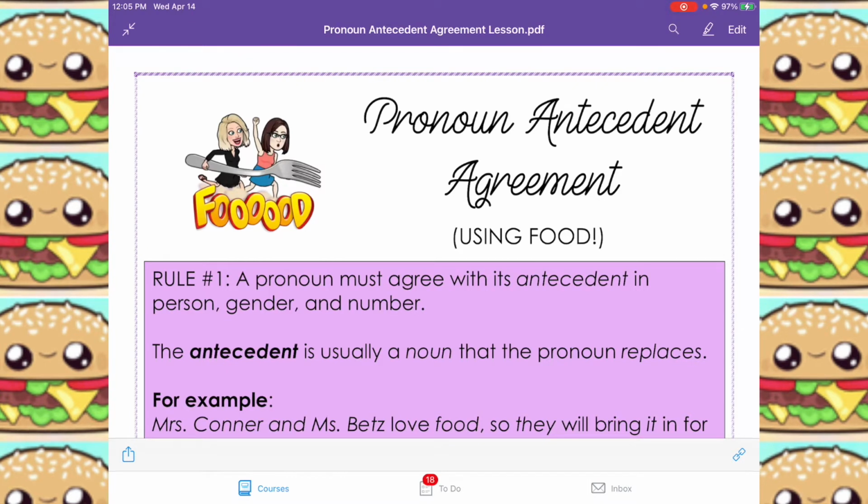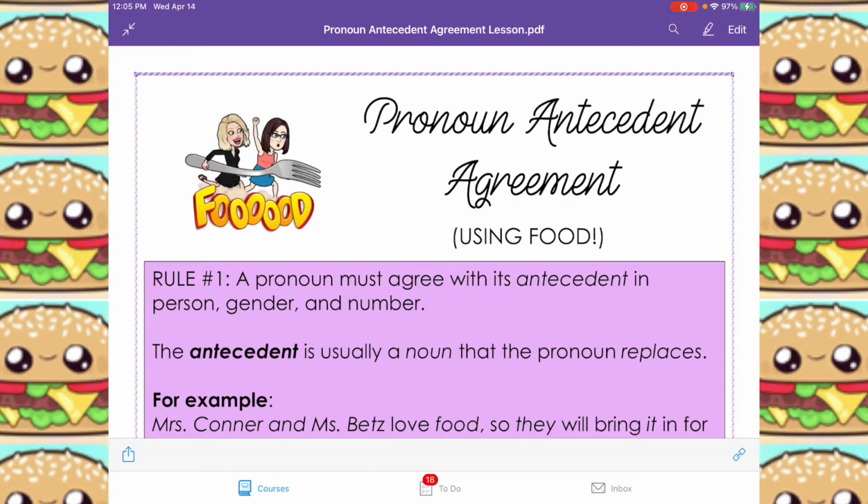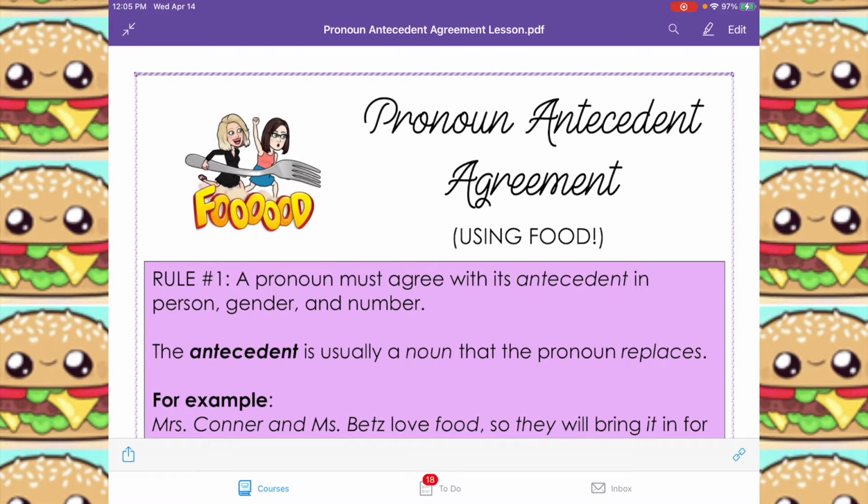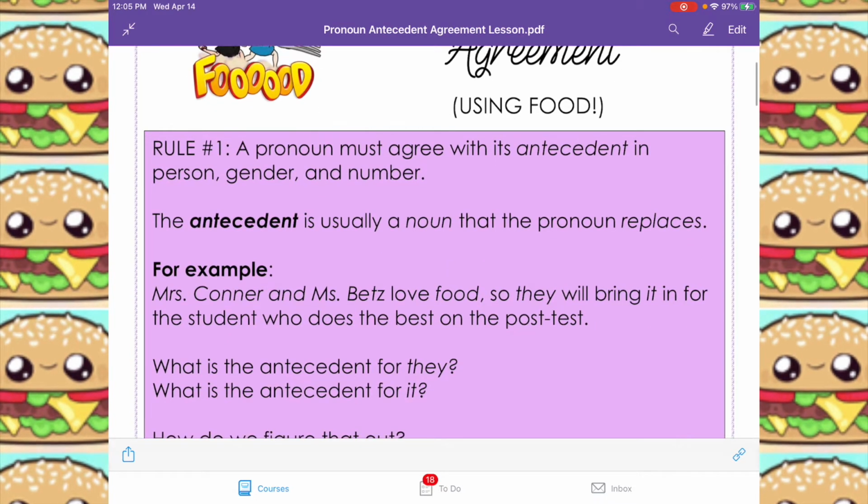Today we're going to do the pronoun antecedent agreement practice. You should have learned the 6 rules for pronoun antecedent agreement, and now we're going to apply what we've learned. We're starting with rule number 1.